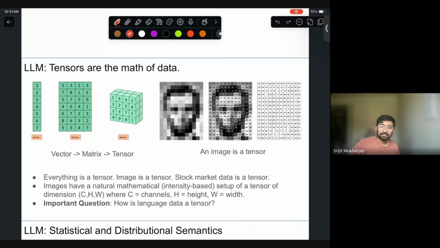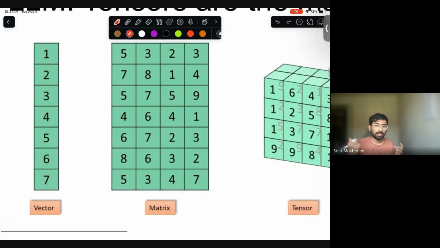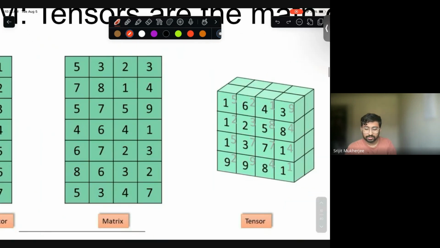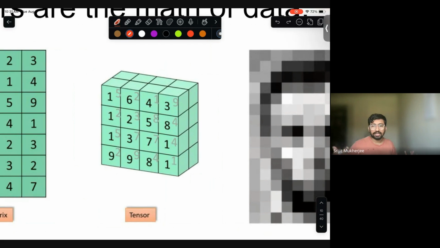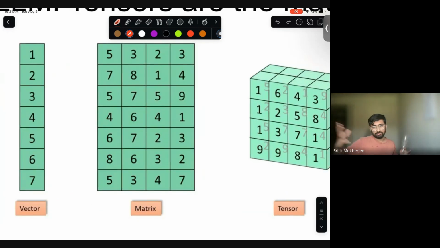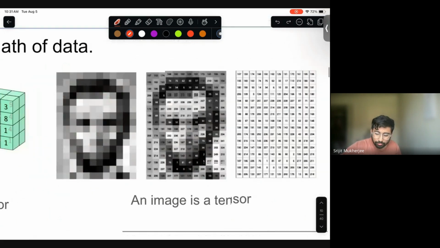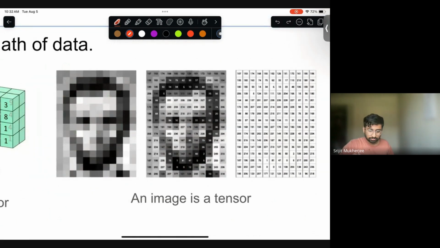Tensors are the fundamental math of data. Tensors are how computers store information. Let me define what a tensor is. A tensor is a vector or a matrix or a generalization of that. You can say a tensor is like an n-dimensional matrix, or a multi-dimensional vector. For example, an image is a tensor.